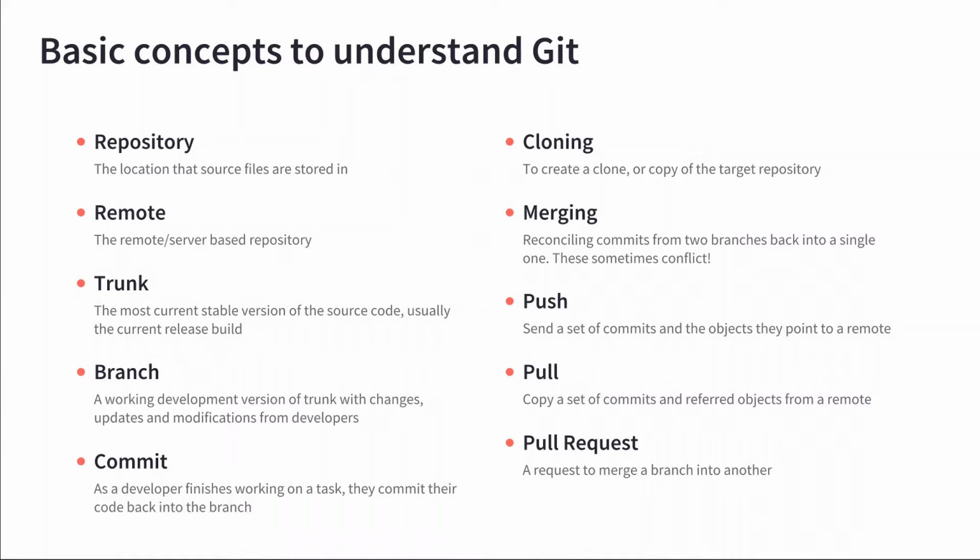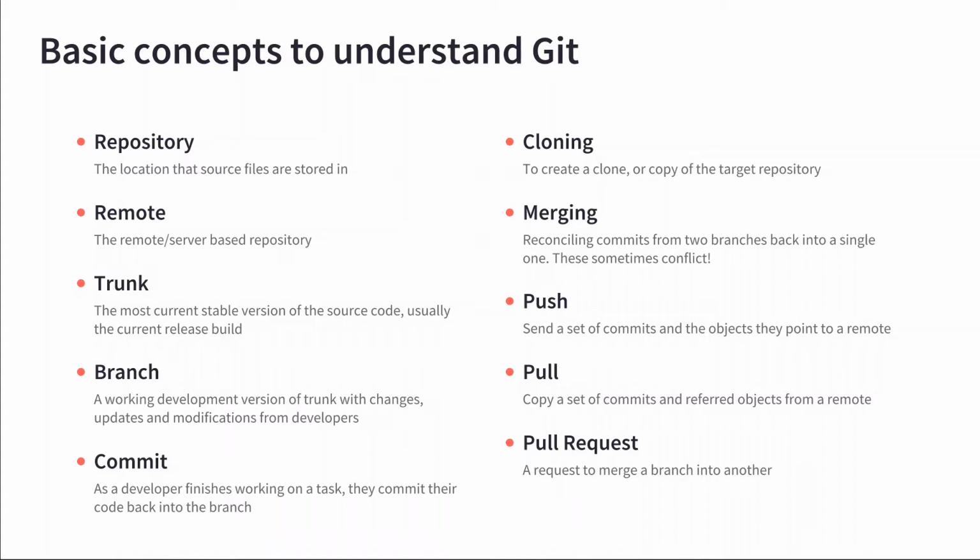Trunk is the most current stable version of the source code, and generally that matches up with the current release build of your product. And if you think about it, we're going to think about Git as a bit of a tree. It has a main trunk, which is where the main code base sits, and then there'll be branches coming off it, and that's where the next concept is, the branch.